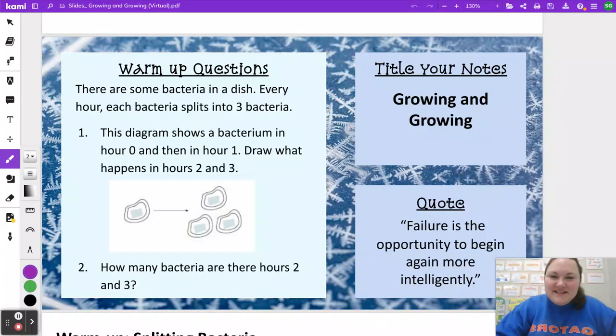Hello, Algebra students. This is our first lesson for Unit 5. The name of this lesson is Growing and Growing. And so you can tell by that title, right? We're going to be looking at different situations that grow in different ways.